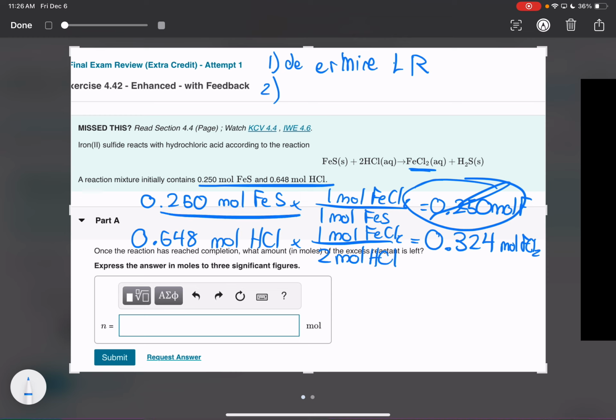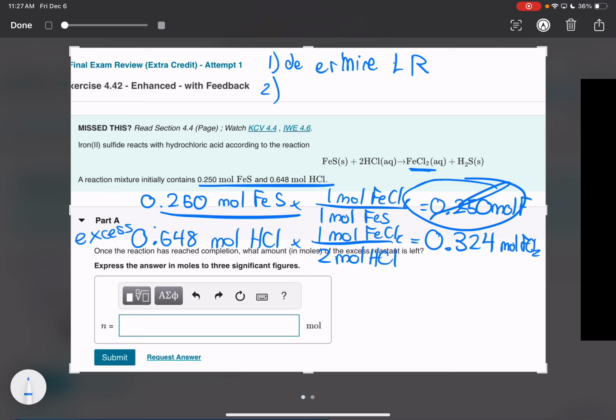So a question like this could ask, how much FeCl2 is produced? It could ask, what is the limiting reactant? Now we know both of those answers. In this question, it's the hardest of the questions. How much of the excess reactant is left over? So what we're saying is that this one was in excess.